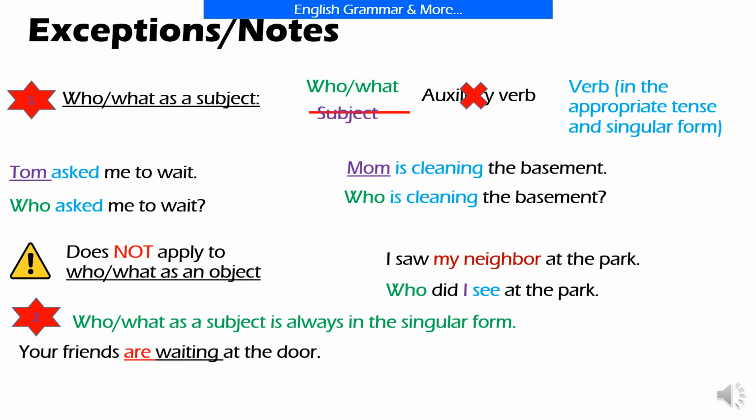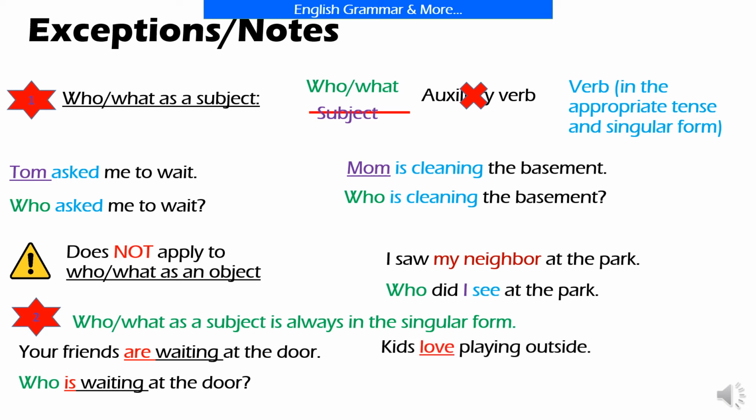But if we ask a special question to the subject of the sentence, it would be as following. Who is waiting at the door? As you can see, the verb became singular. The reason is because who, as a special question pronoun, is always in the singular form. Because when we ask who, we do not know anything about the subject, so we use the singular form.